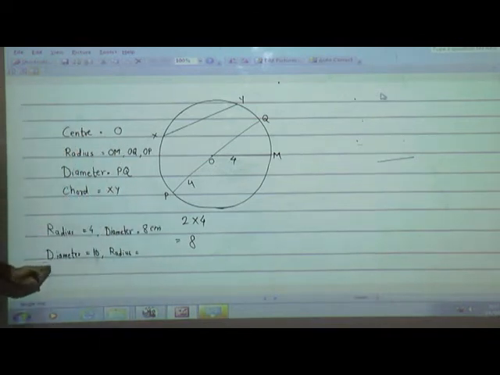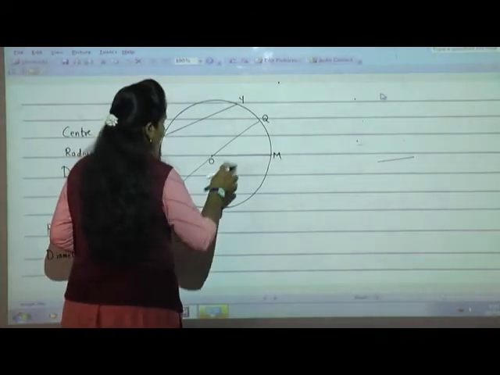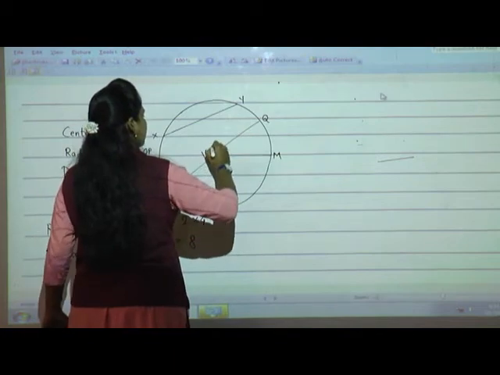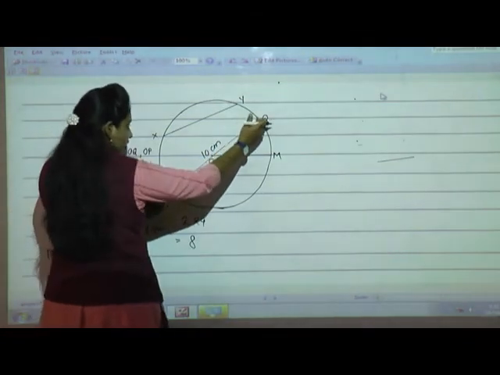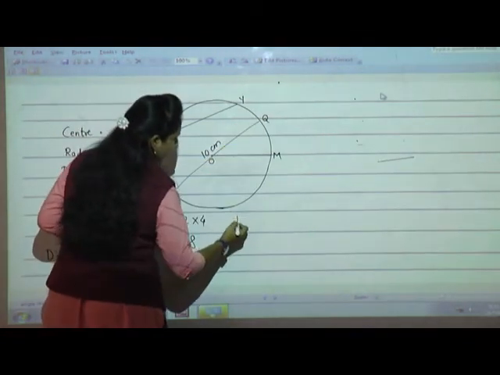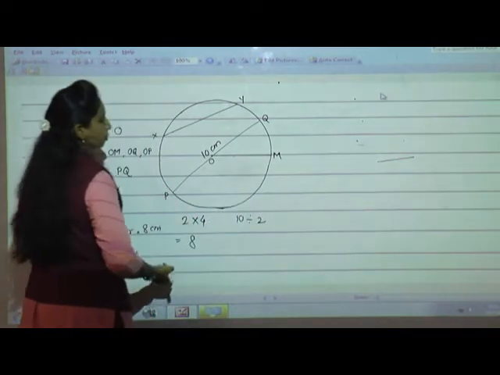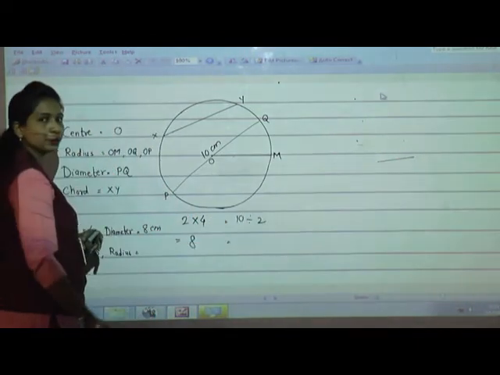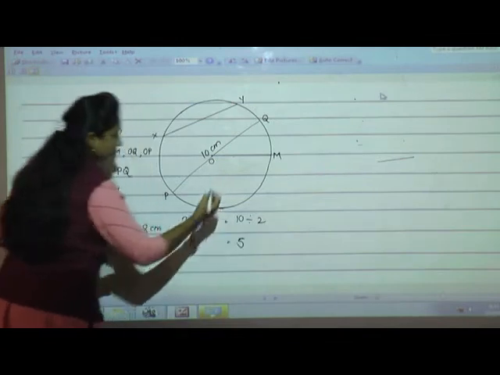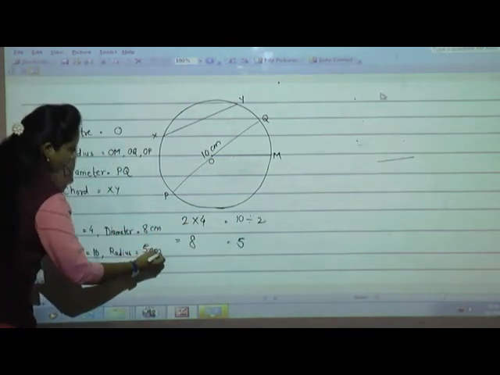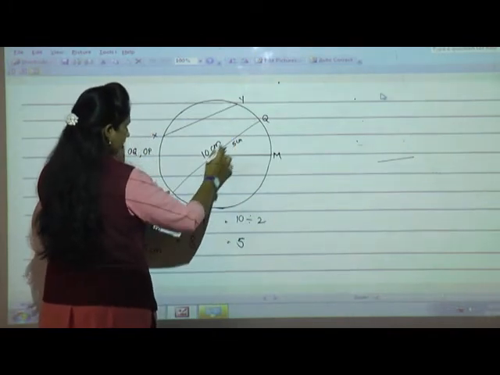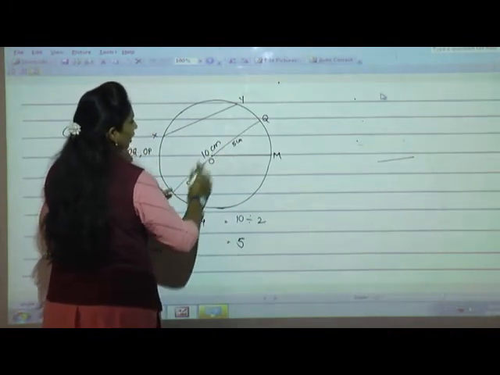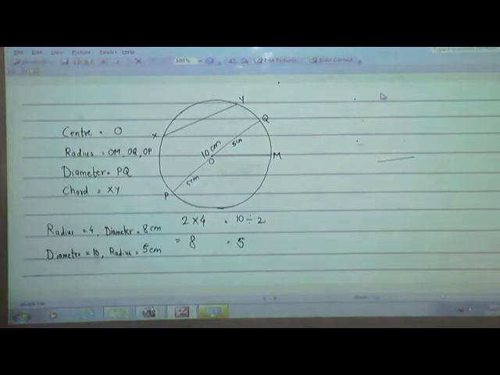Now in the next question they have given diameter is 10. See, they have given this full diameter is 10 centimeter. Then what is the radius? If they have given the full, we have to find out half. For that we need to divide by 2. So diameter 10 divided by 2 is 5, 2 5s are 10. So radius is 5 centimeter. See, this is 5 and this is 5, together 10. Clear till here?